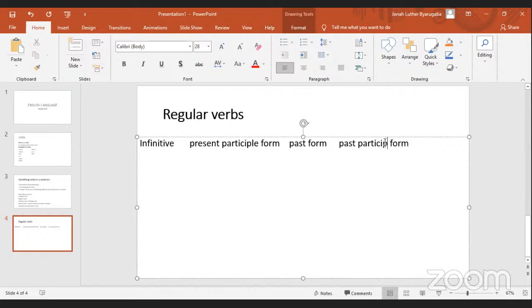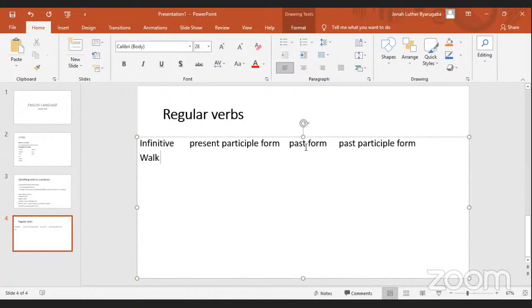So just to get back, because that one we had written wrongly, the present participle form is the one that ends in ing. The past form is the one that is in the past, and then the past participle is the one that helps us to make the perfect tenses. So let's get a few examples. When we talk about regular verbs, these are verbs that have the same past form as their past participle. They are very simple to understand.